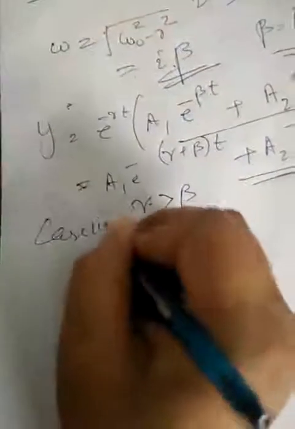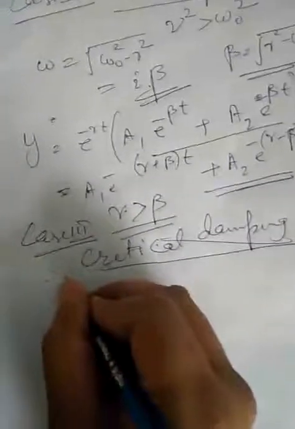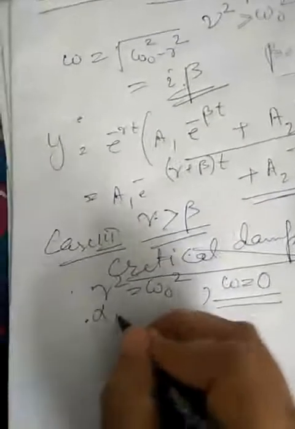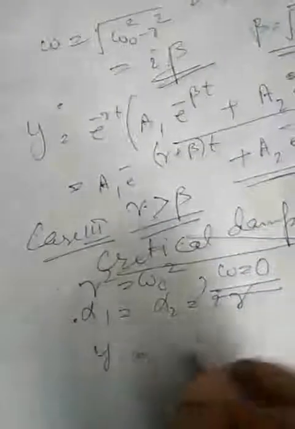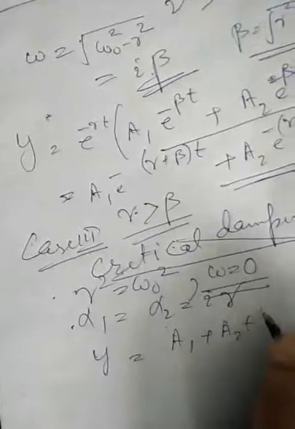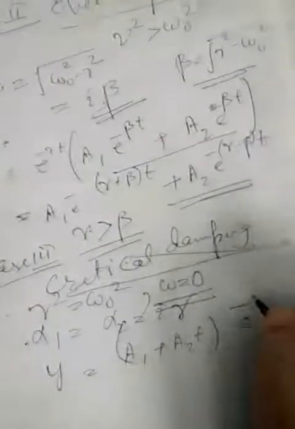Now the third and important case, case 3, is what happens during critical damping. Critical damping is the damping when gamma square is equal to omega naught square, or omega is equal to 0. So the system is said to be critically damped. So we can write alpha 1 is equal to alpha 2 is equal to minus gamma, or y is equal to (a1 plus a2 t) into e raised to power minus gamma t.